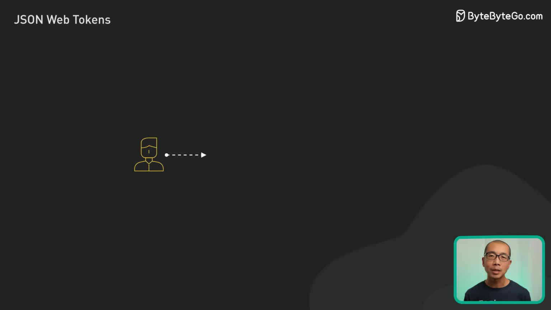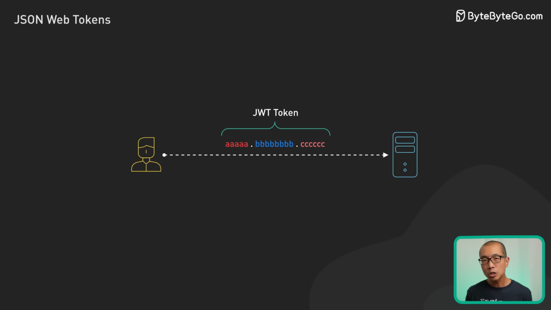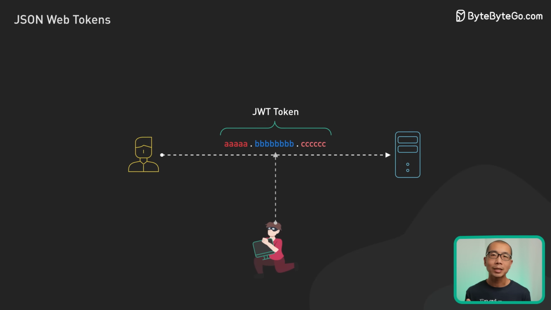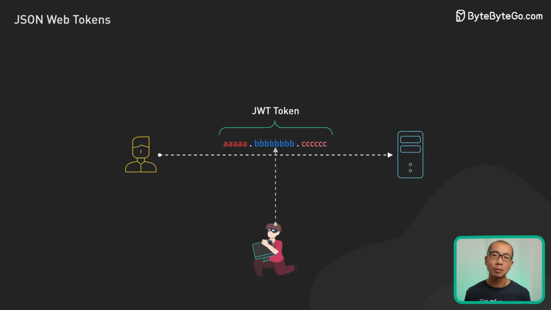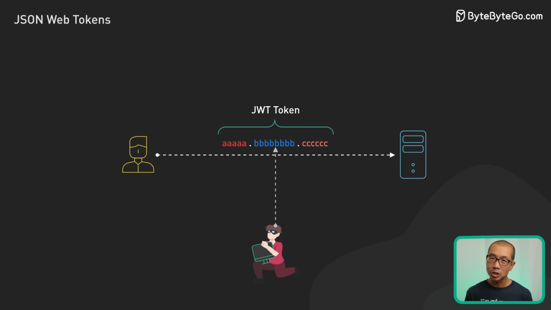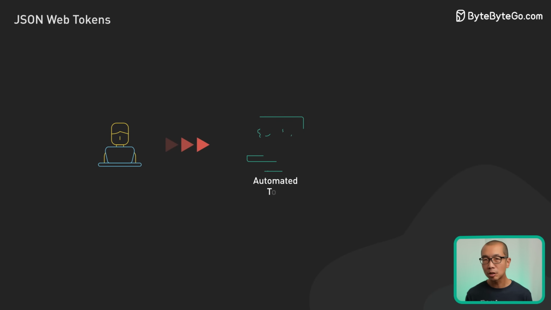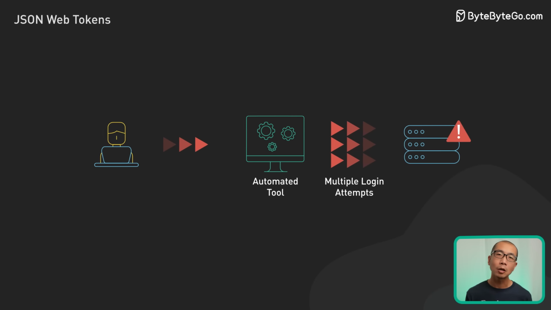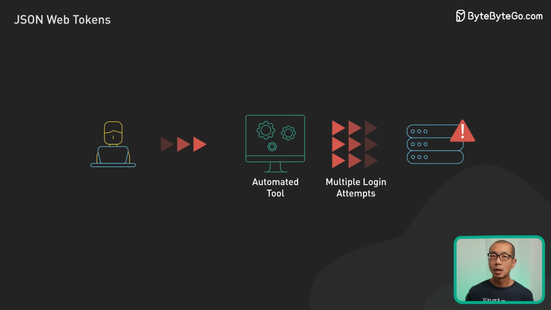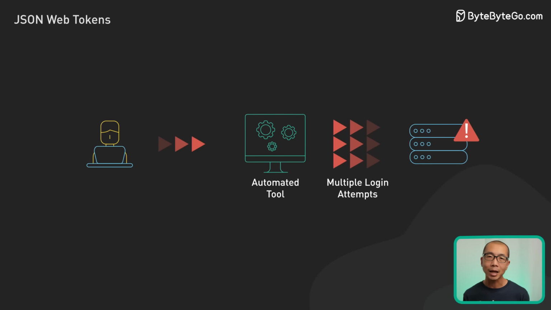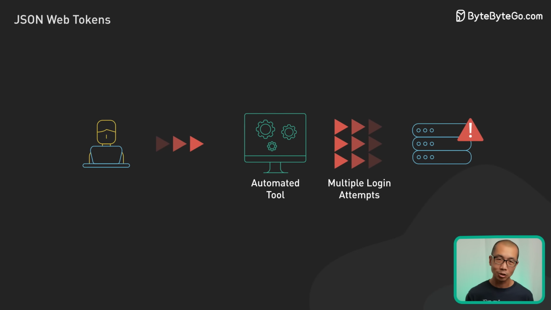Some common vulnerabilities to be aware of include token hijacking, where an attacker steals a valid JWT to impersonate a user. JWTs could also be vulnerable to cryptographic weaknesses if using weak hashing algorithms. Automated brute force attacks may try to crack token signatures.